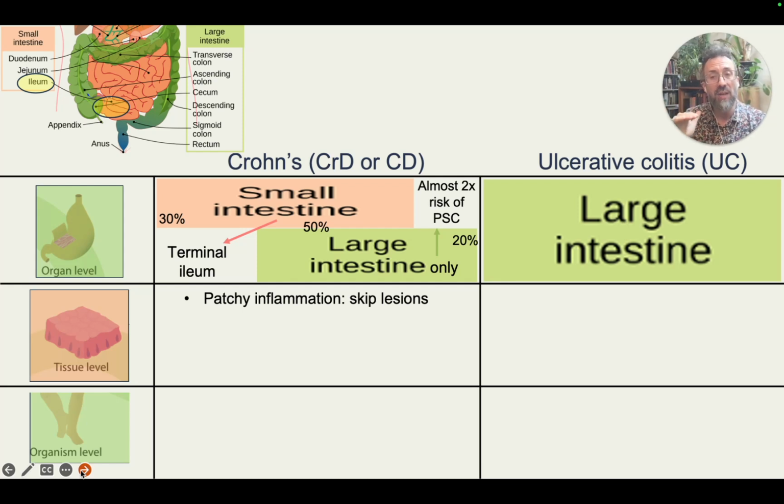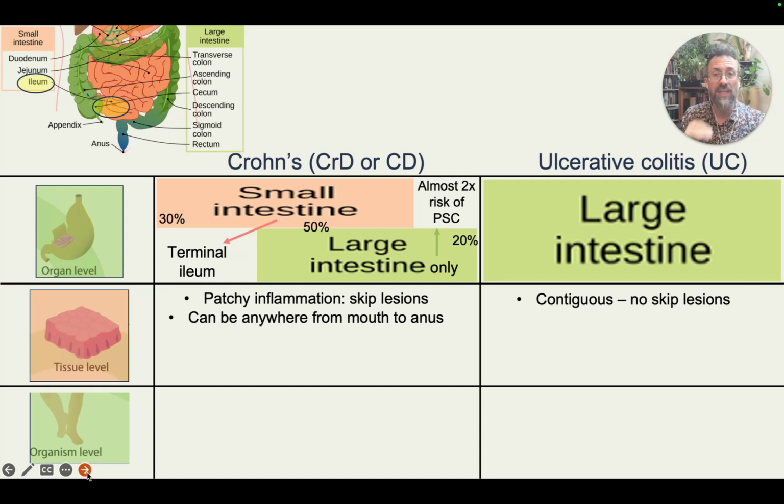And in terms of the tissue level, Crohn's has patchy inflammation. They're called skip lesions, where you can have a little inflammation here, and then a bunch of healthy tissue, and a little inflammation here, and a bunch of healthy tissue, and then a little inflammation here, etc. Ulcerative colitis is contiguous, all in a row, no skip lesions. Crohn's can be anywhere, as I mentioned before, from mouth to anus, whereas ulcerative colitis almost always starts in the rectum, which we call ulcerative proctitis, and then moves contiguously upwards until sometimes it gets to the whole colon, and that's what we call pancolitis.